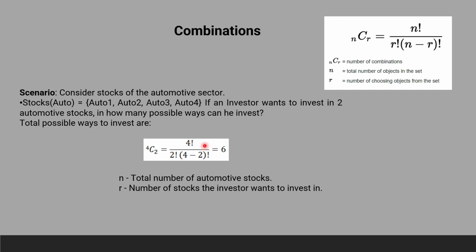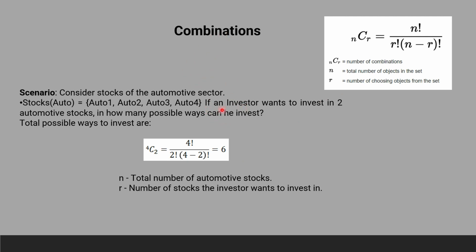Okay, so 4 into 3 and 2 get cancelled, divided by 2 again, so 4 into 3 is 12 by 2, that is 6. Okay, so the combination formula is nCr = n factorial upon (n minus r) factorial and r factorial. Here nCr is the number of combinations, n is the total number of objects in the set. Here 4 is the total number of stocks, and r is the number of chosen objects. Out of 4 we are choosing 2, that is r. In such scenarios we can use the combination technique.